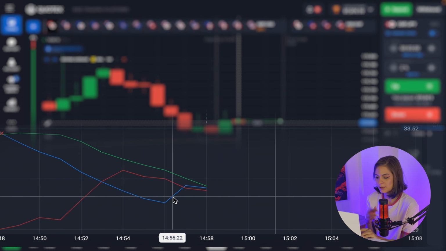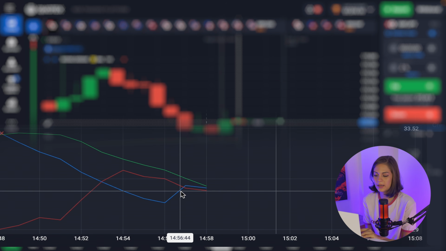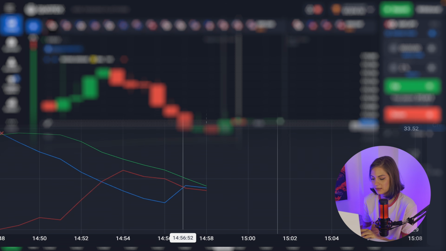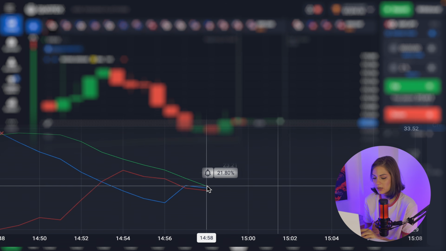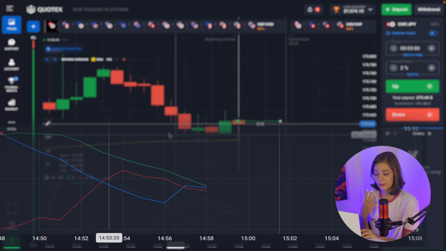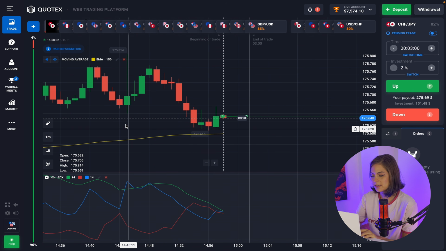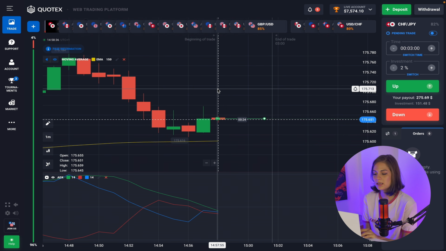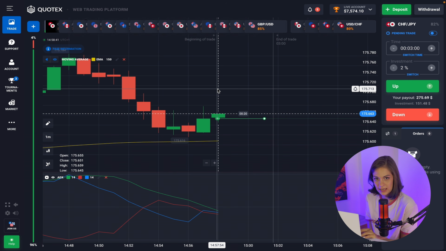We see the crossover right here. The blue line crosses the red one from the bottom to the top on the previous candlestick, and ADX shows us 21.80%, which is quite okay. And the price is of course higher than the exponential moving average, which gives us the ability to enter into a deal. And we have 3 minutes, and let's wait and see what we're gonna get.